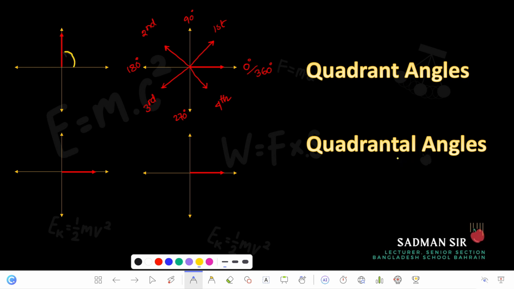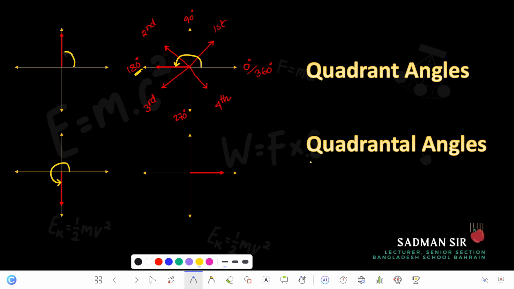And similarly, if it rotates by 180-degree, you can see that in this case it has rotated 180-degree, so it is also a quadrantal angle. And similarly, when it rotates 270-degree, see in this one it rotated 270-degree, and it is along the negative side of the y-axis, it is also a quadrantal angle. And similarly, when it completes a full rotation and the terminal ray is along the positive side of the x-axis again, that time also we call it a quadrantal angle.